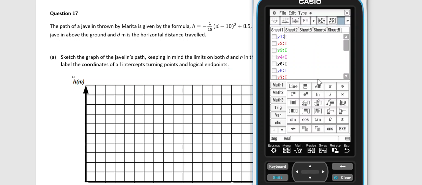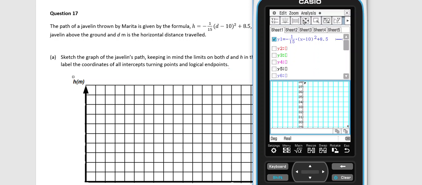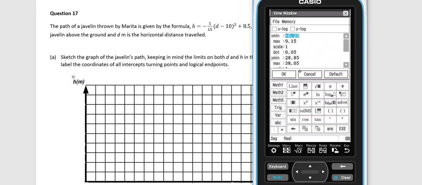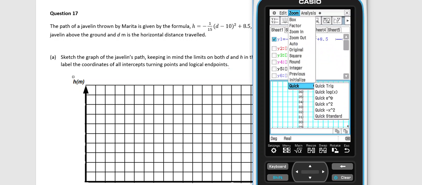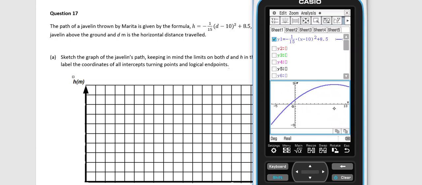So you're going to go keyboard, go to the fraction button, and put -1 divided by 15, x. We're not going to use d, we're going to use x squared, plus 8.5. Tick it, graph it, and make sure your window is adequate to show the graph. So I'm just going to go zoom standard, and we can see the path of the javelin. It looks something like that. And we're going to have to draw the key points.